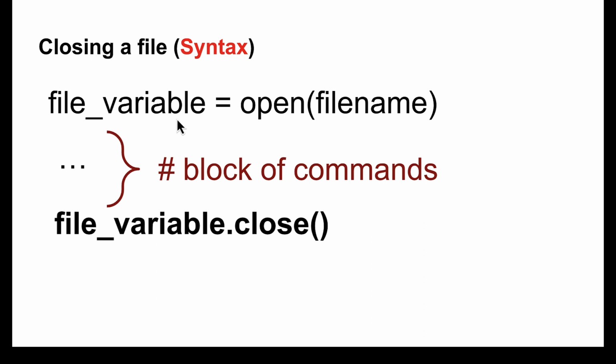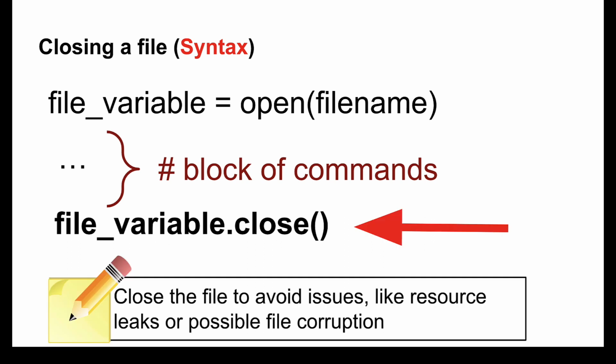So here's the sample code snippet. Again, we have a file variable. It's going to utilize the open and whatever our file name is, then blocks of code. And then to make sure that this properly gets closed up, we have our close, and it closes the file to avoid any kind of issues, like, for example, resource leaks or possible file corruption.